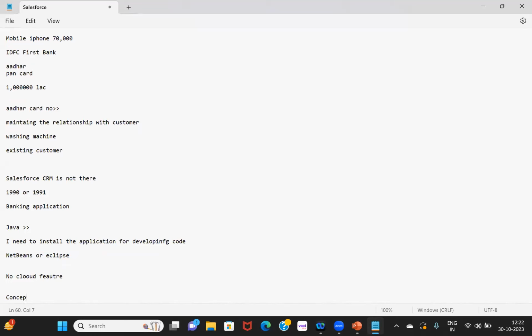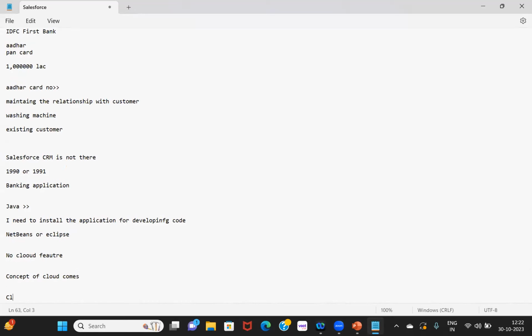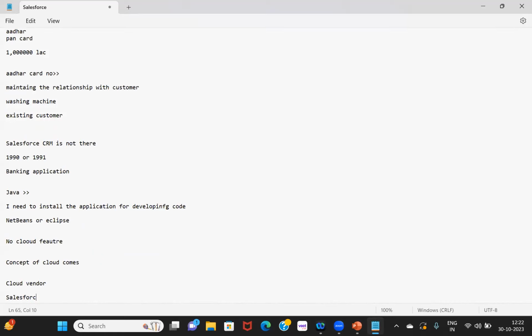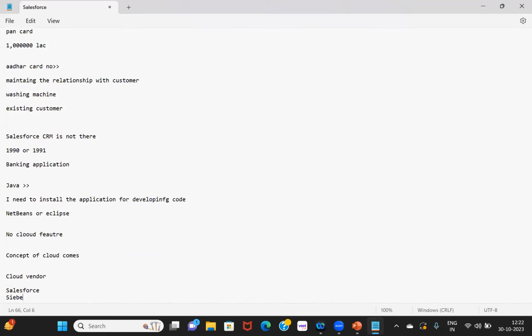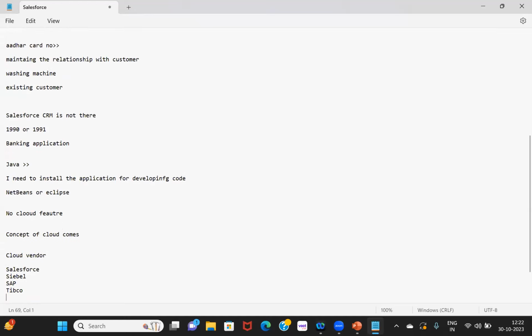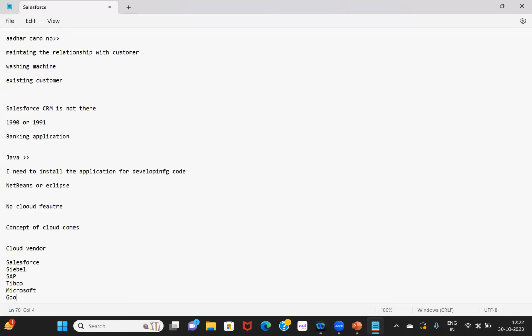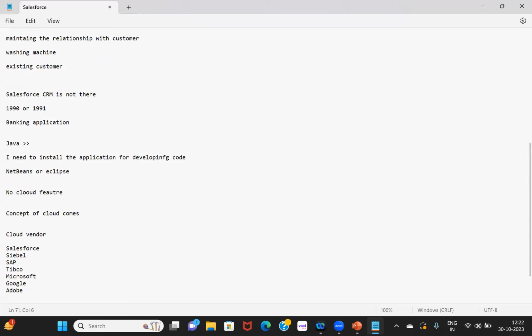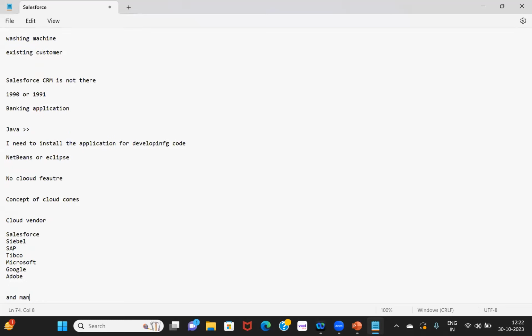So here the concept of cloud comes. And various cloud vendors have come up into the market. It is not only Salesforce that has come up. Siebel also came up, if you have heard the name. SAP also came up. TIBCO also came up. Microsoft Azure, Google, Adobe. So many others and small CRMs also have come up into the market.